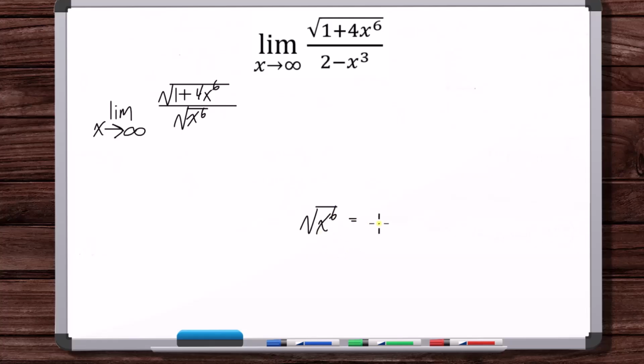the square root of x to the 6th being x cubed would mean that you would need to put the absolute value here, right? Because you wouldn't want to say that the square root of minus 2 to the 6th is minus 2 cubed, which would be minus 8. That's not correct. But in this case, it doesn't matter because x is going to positive infinity. So if x is always positive, then you can just state that this is x cubed. So we're dividing the numerator by x cubed and the denominator by x cubed. Okay.